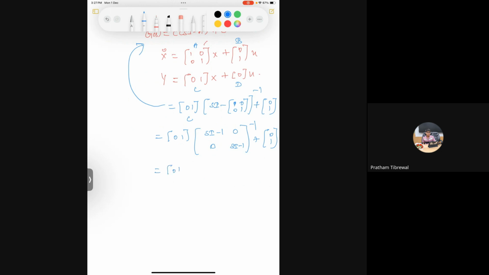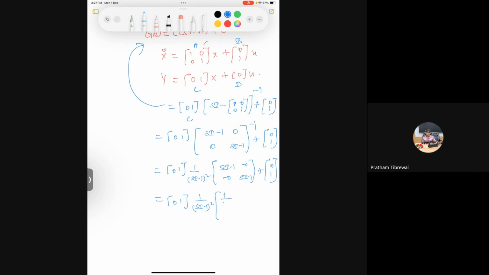Inverse means you will first find the determinant. The determinant is (s minus 1) the whole square, and for the adjoint you swap things: s minus 1 and s minus 1, and the off-diagonal terms are minus 0 and minus 0. Nothing changes much, just 0 it is. So this will give me [0 1] into 1 by (s minus 1) the whole square.